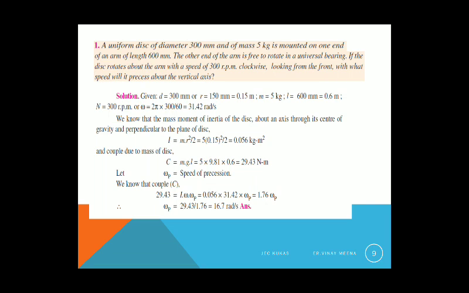First example: a uniform disc of diameter 300 mm and mass 5 kg is mounted on one end of an arm of length 600 mm. The other end of the arm is free to rotate in a universal bearing. If the disc rotates about the arm with a speed of 300 rpm clockwise, looking from the front, with what speed will the arm precess about the vertical axis? Finally, omega_P = 1.76 radian per second.